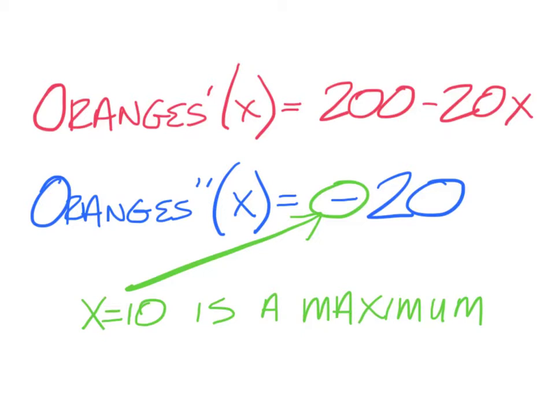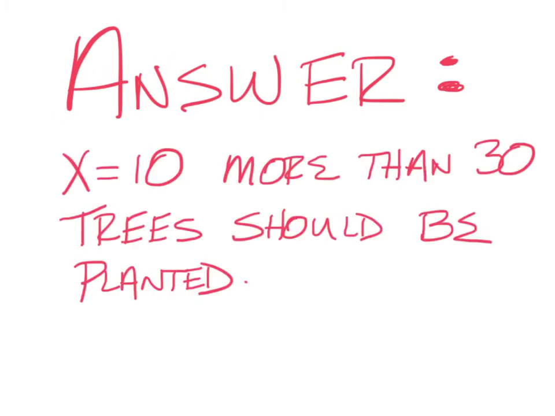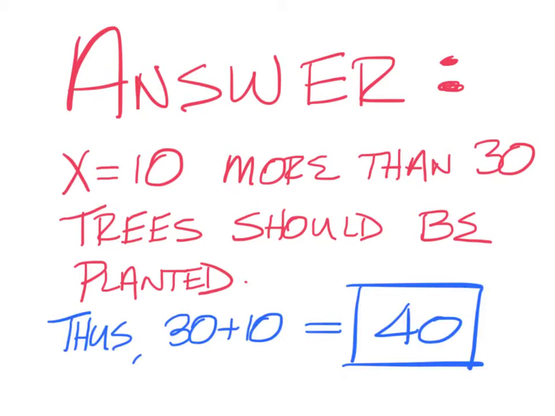X equals 10 more than 30 trees should be planted. But you have to put those two together. Thus 30 plus 10 is 40. If you plant 40 trees, you're going to have the maximum yield. If you plant 41 or anything thereafter, then it's going to be rough going.